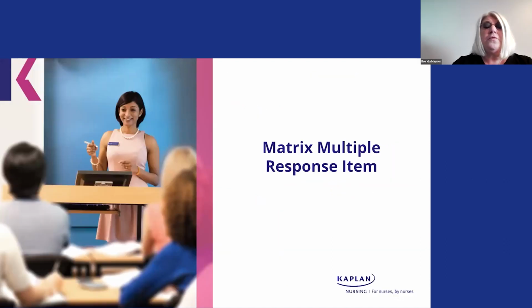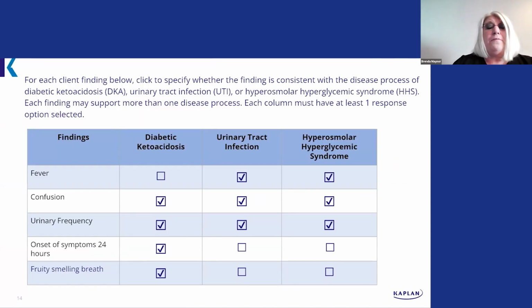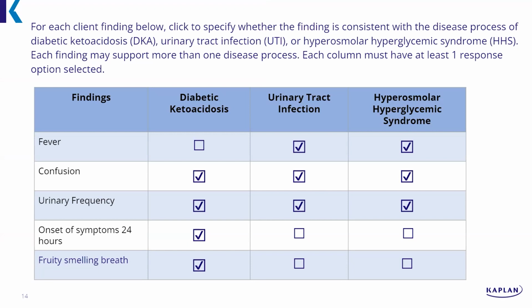Now we're going to review the matrix multiple response item. The second type of matrix grid item type is the multiple response grid. With this item type, you will address several aspects of a client situation. The matrix multiple response question type allows each column in the table to be an independent answer. You will answer at least one option in the row, but all column options in that row could be correct, similar to a select all that apply.